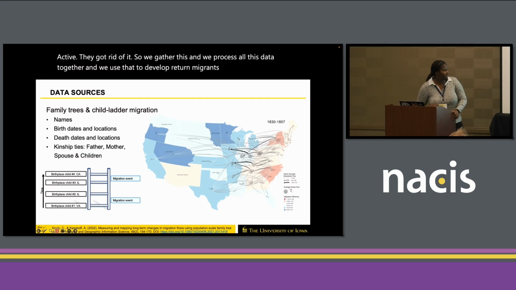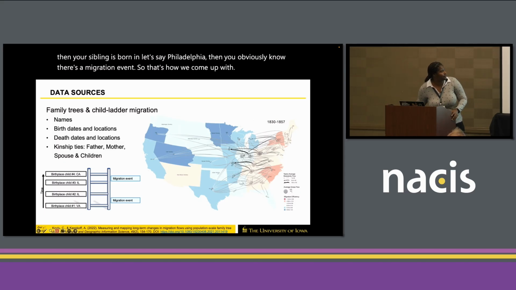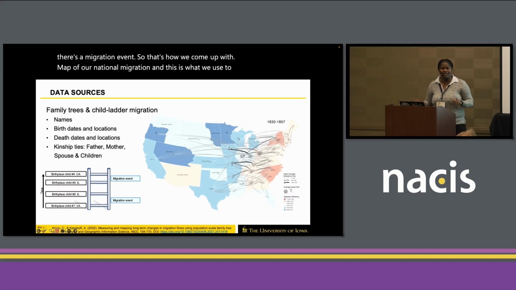For the migration data, we basically use family trees with the child ladder method to identify migration events. For example, if you are born in, let's say, New York, and your sibling is born in, let's say, Philadelphia, then you obviously know there's a migration event. That's how we come up with a map of net flow migration, and this is what we use to represent historical internal migration.